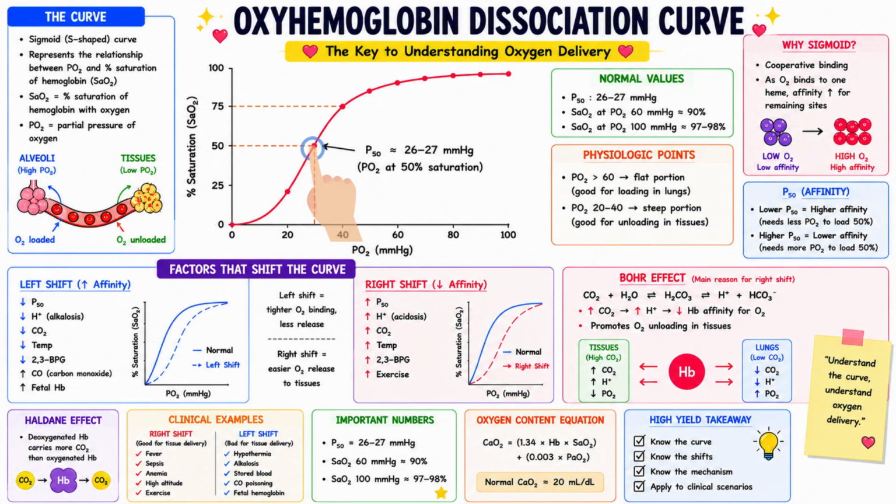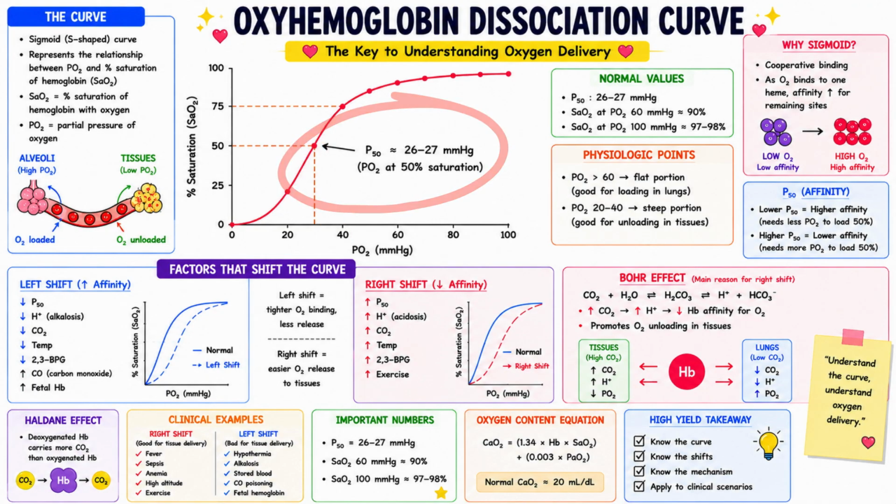Now, the steep portion sits between PO2 of 20 to 40 millimeters of mercury. This is the unloading zone. This is where your tissues work. Small changes in PO2 here result in large changes in saturation. Hemoglobin releases oxygen easily in this environment, which is exactly what you want at the tissue level. The tissues are low PO2. Hemoglobin unloads oxygen readily. Cells get what they need. Two different jobs, two different portions of the same curve.